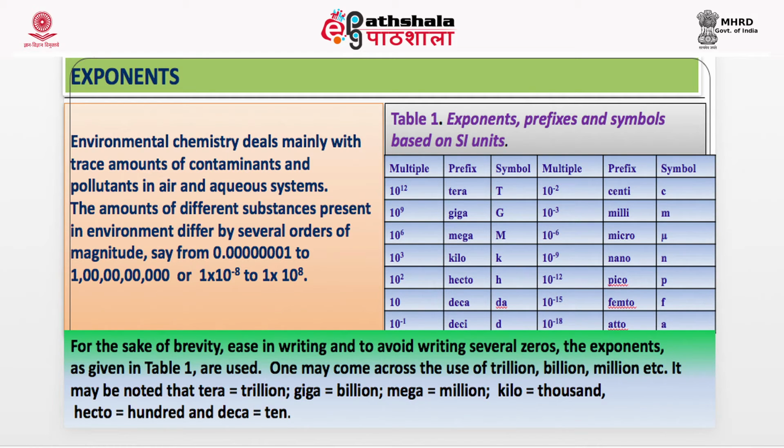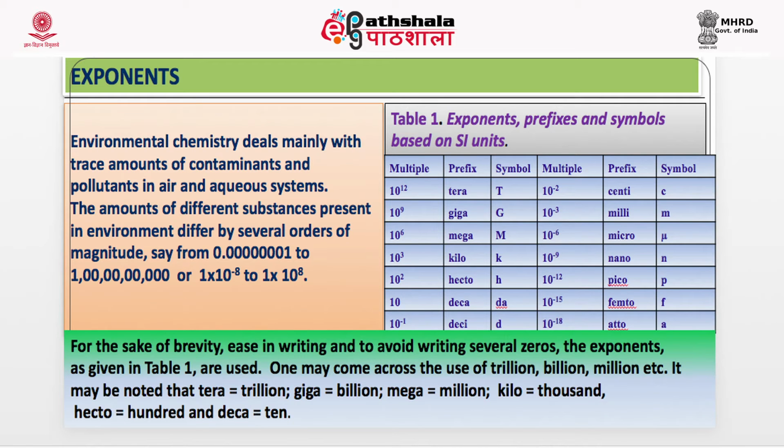This is the table. In this table, the values are given. 10 to the power 12 is tera. Symbol is T, capital T. 10 to the power 9 is giga. The symbol is G. 10 to the power 6 is mega. The symbol is M. 10 to the power 3 is kilo. The symbol is small k. 10 to the power 2 is hecto, small h. 10 is deca, da. 10 to the power minus 1 is deci, d.